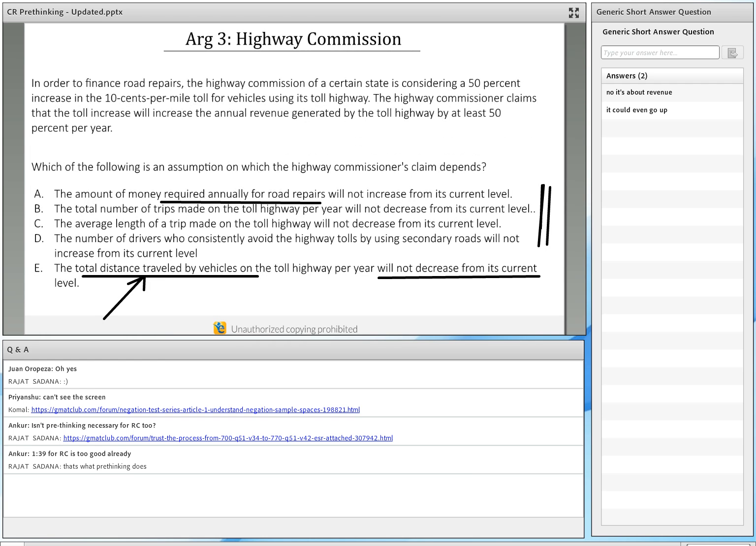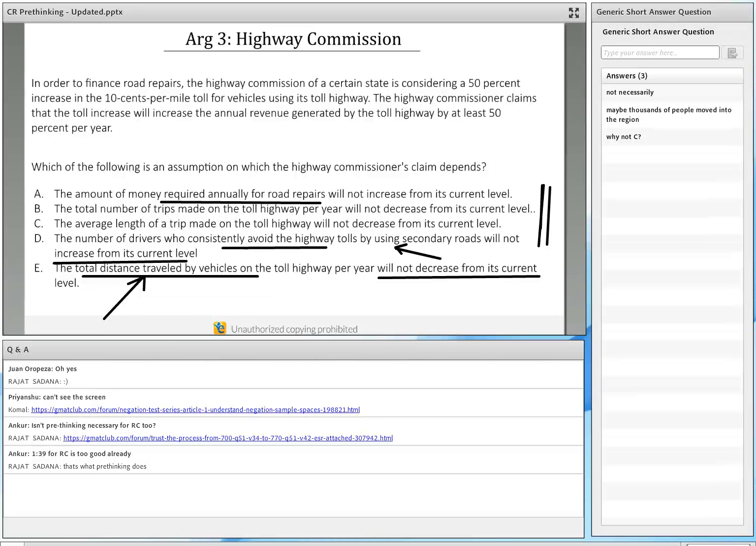Now, let's look at choice D. A lot of people really said the number of drivers who consistently avoid the highway will not increase. By the same logic, can you really say, hey, this isn't must be true? Let's say this number of drivers increases by 5%. Does it mean that the total number of miles driven on the highway would go down? No, not really. By the same logic that you'd reject choice B, average length of the trip. Yes. Why not C? Can anyone tell me why not C?